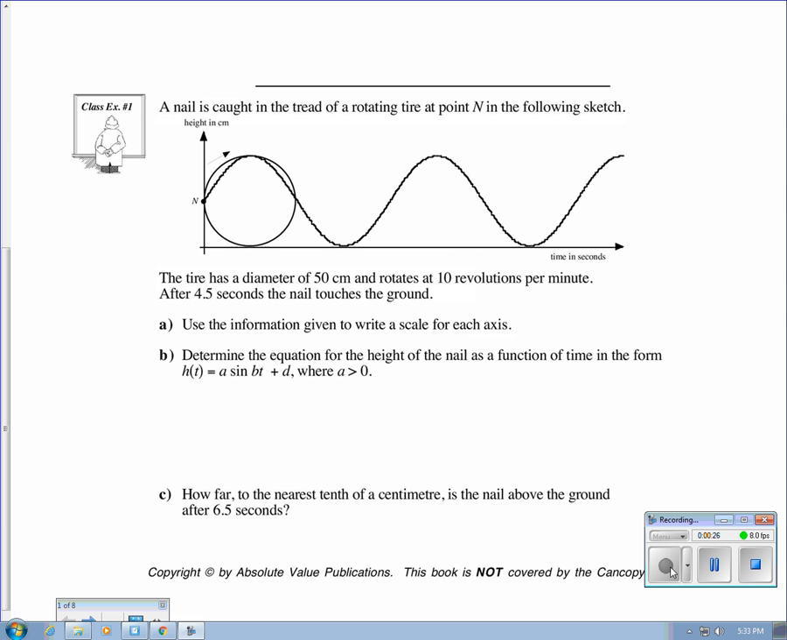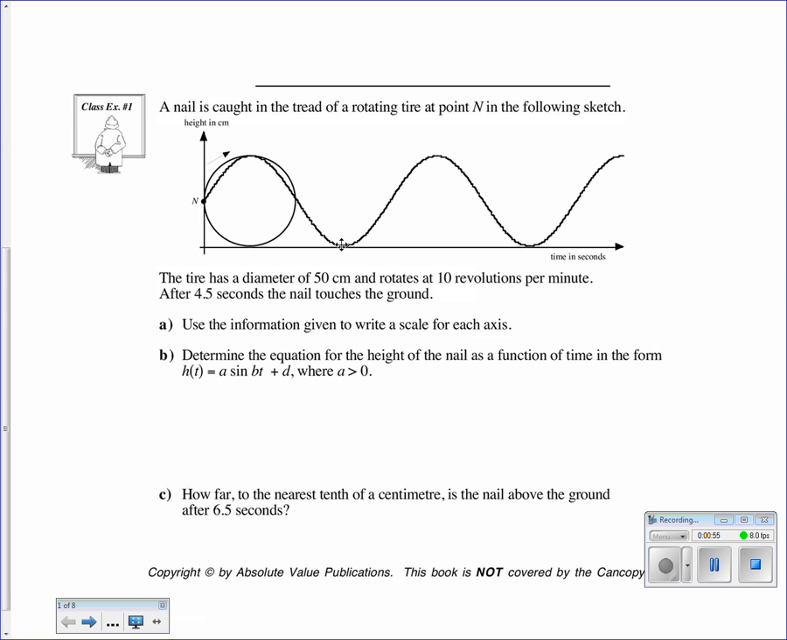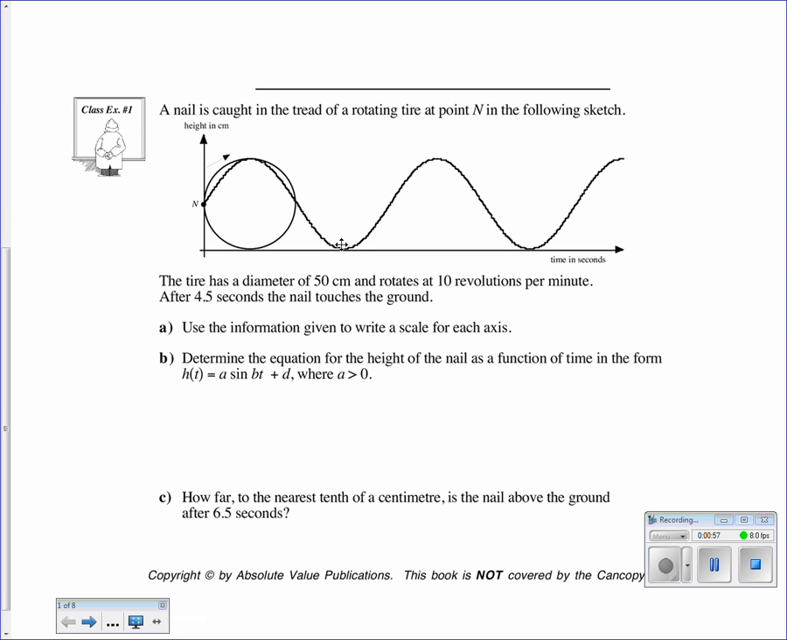We've got a nail that's caught in a tire, and it's rotating 10 revolutions per minute. So if you think about what the nail's doing, the nail is completing one cycle in how many seconds? That's actually what I need to record. I need to record how long the period is. Some interesting information. It says the nail is at the ground at 4.5 seconds. So this being the ground, this is 4.5 seconds.